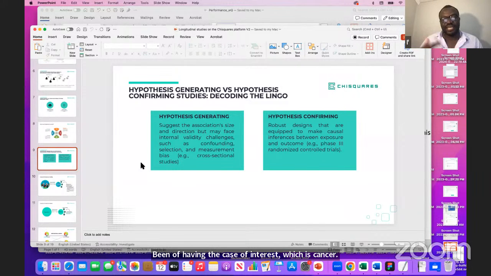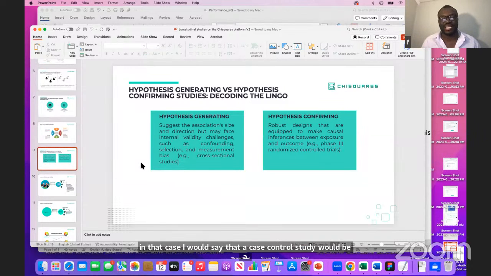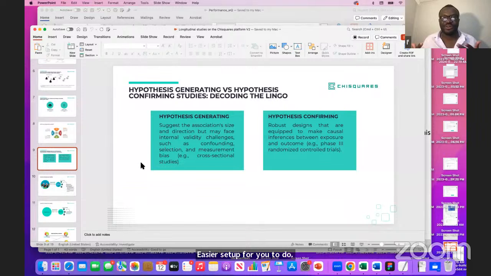So in that case, I would say that a case control study would be an easier setup for you to do. But of course, the challenge is that you are relying on relatives. How well do they have the knowledge of exposure? How was the quality of the data? So issues of misclassification and recall bias start creeping in, right?